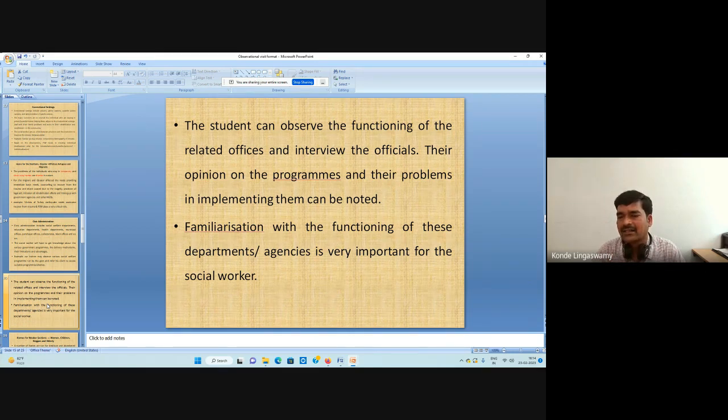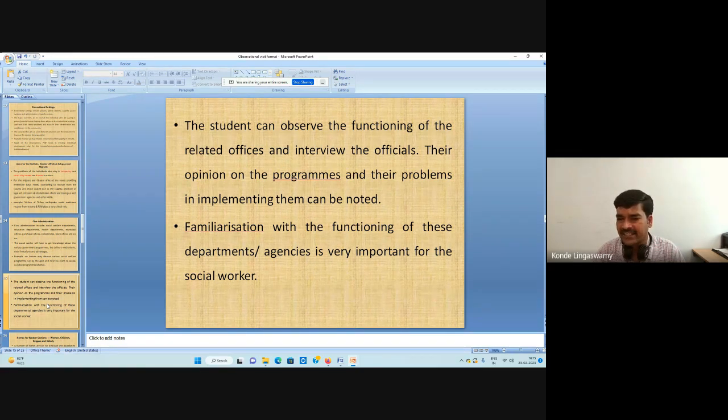In a few areas, there is lack of support from the people, lack of support from the beneficiaries. In a few situations, there is lack of support from the government, lack of support from the officials. So they can explain different opinions on the programs and their problems in implementing them. Just note down what they share with you.